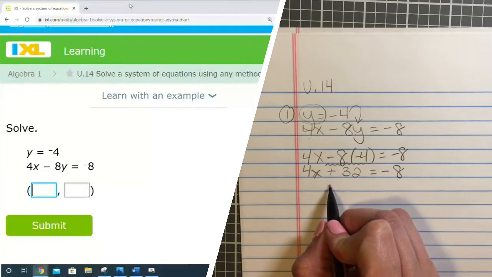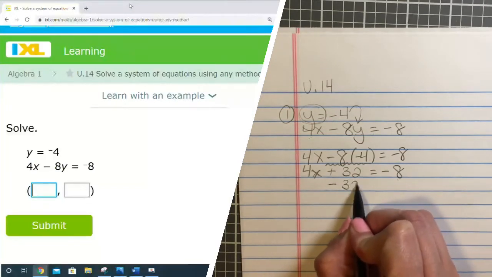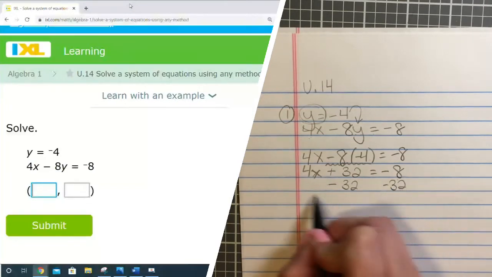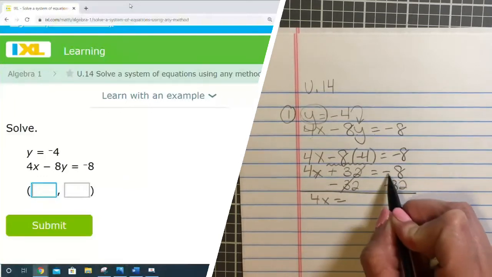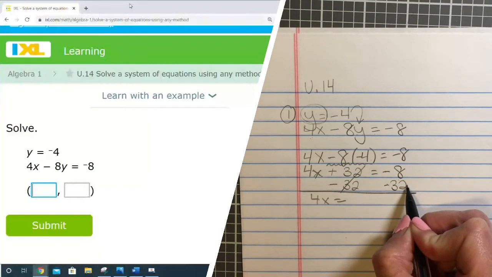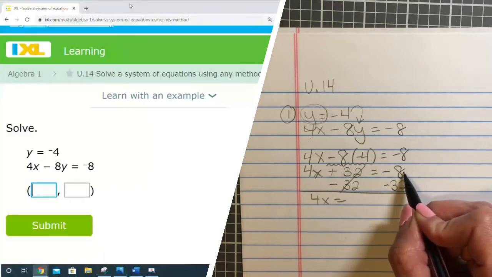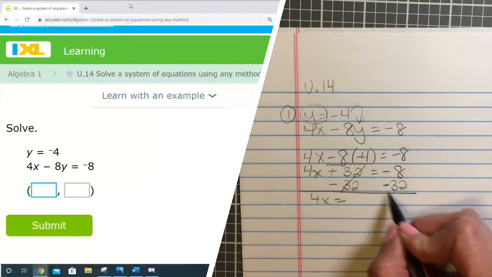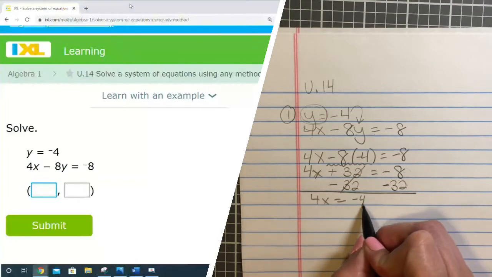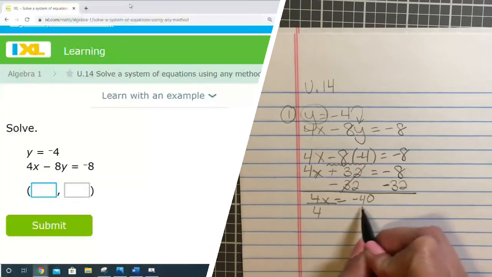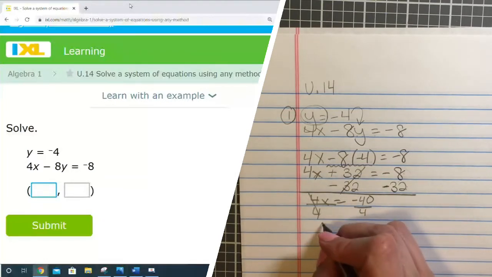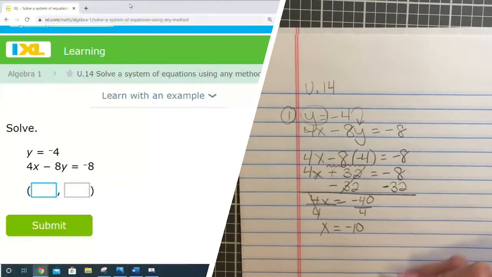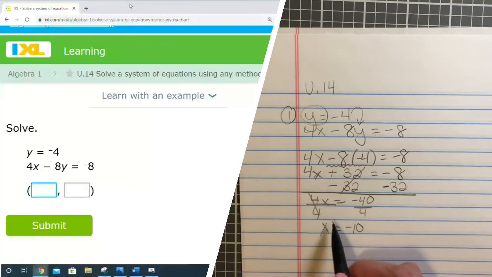So we're going to go ahead and subtract the 32. -8 and -32, grab your calculator. You're taking a -8 and you're minusing more, so you can add those together, keeping the sign. And then we'll undo by dividing by 4. So we have for this question, the answer of x is -10.